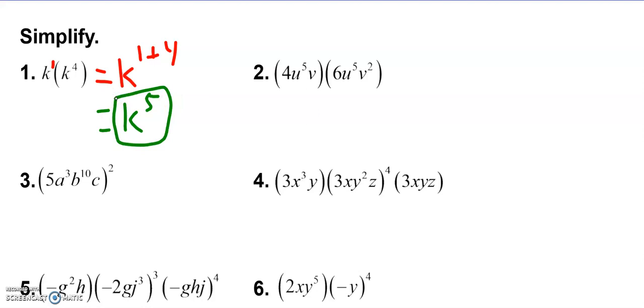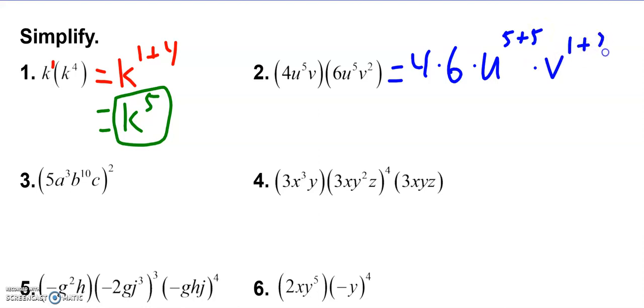Over here, number 2, I'm going to think of this as 4 times 6 times u to the 5 plus 5 times v to the 1 plus 2. And so then my answer here is going to be 24 u to the 10th, v to the 3rd.